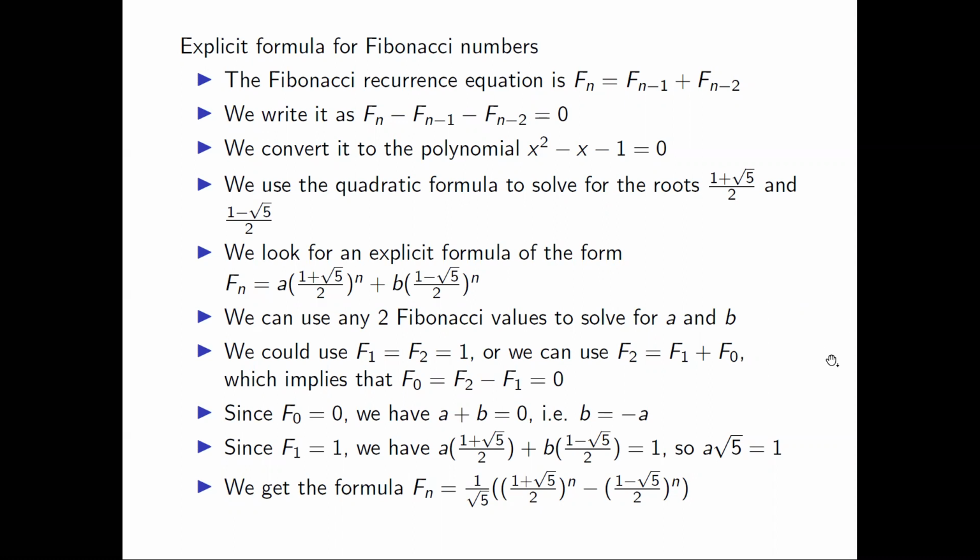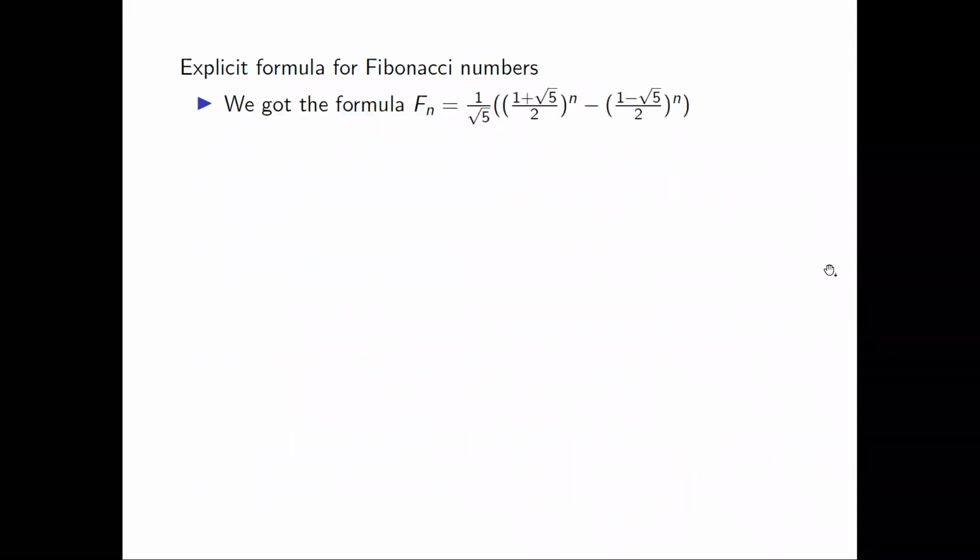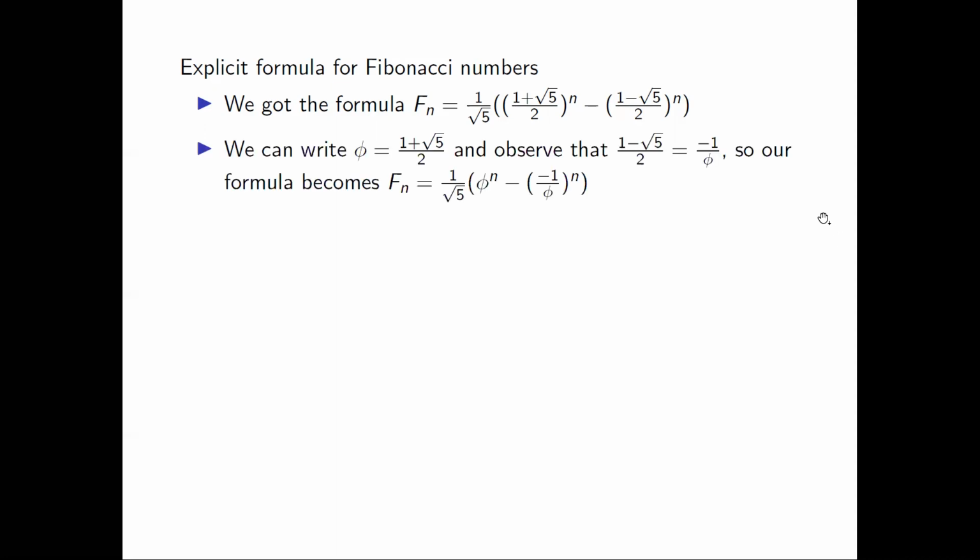So that is the formula that we found using the method, but we didn't prove that it is correct yet. So we still have to prove that it's correct. We're going to use induction to prove that it's correct. In order to make our proof a little shorter to write out, we're going to use some symbols for these roots. The golden ratio, 1 plus the square root of 5 over 2, we write that as phi. We can also observe that the other root, 1 minus the square root of 5 over 2, is equal to negative 1 over phi.